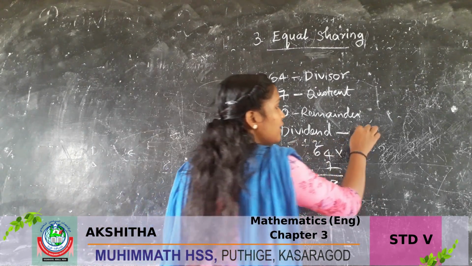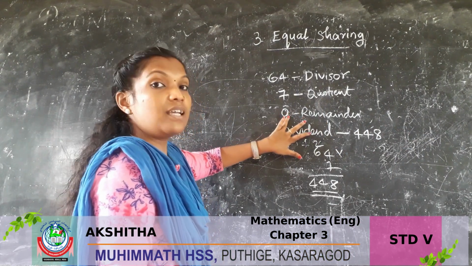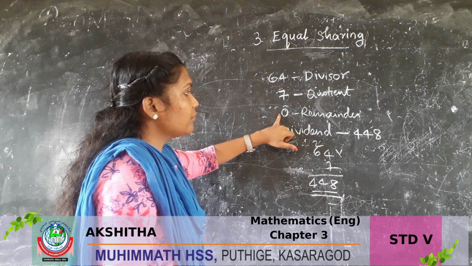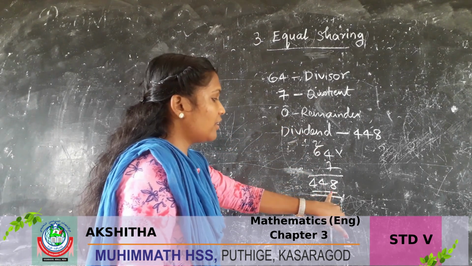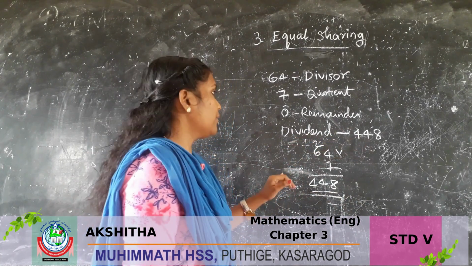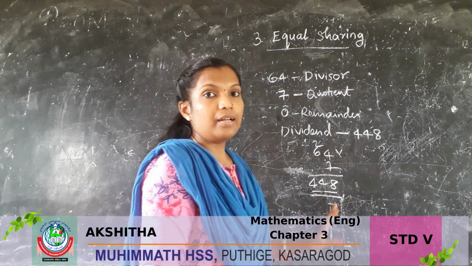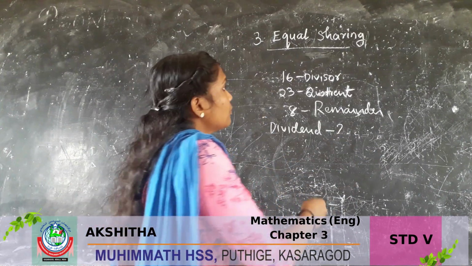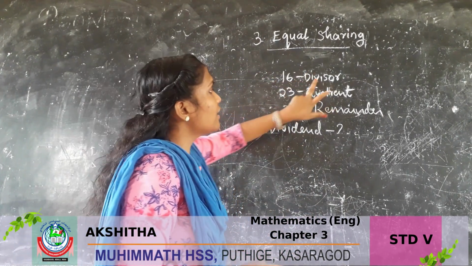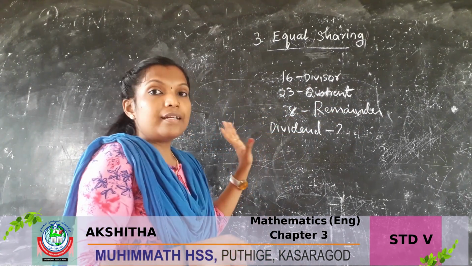So dividend is 448. If there is any other number, we should add. If it is 1 here, we should add 1 to 448 to get the dividend. Okay, here remainder is 0, so the answer is the same. Let us see another example. We have to find out the dividend. Here 16 divisor, 23 quotient, 8 remainder. Let us find out the answer.